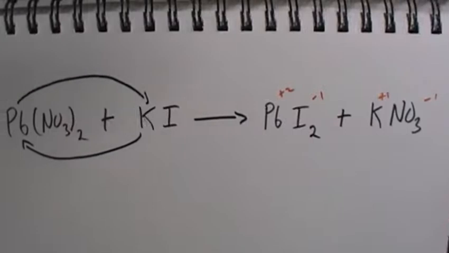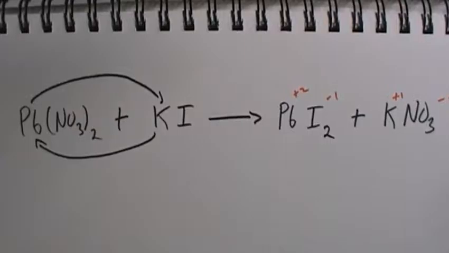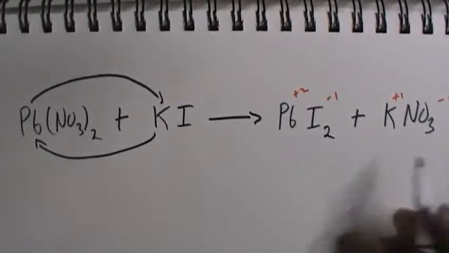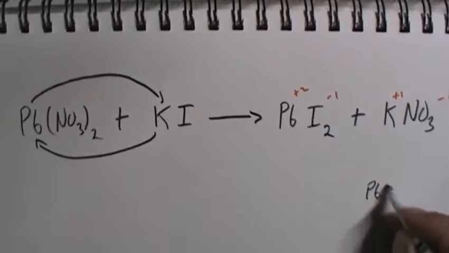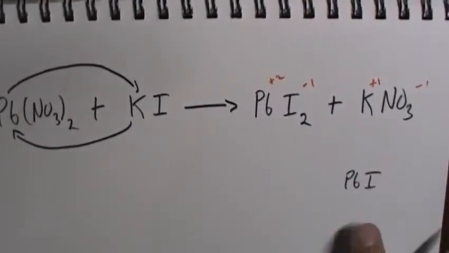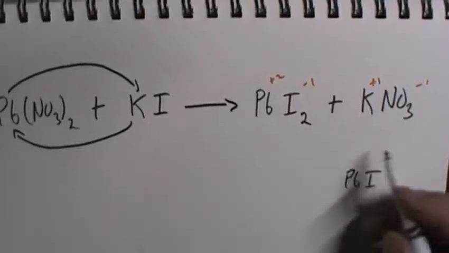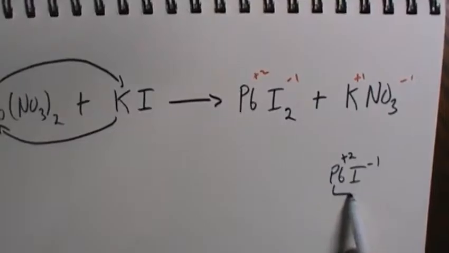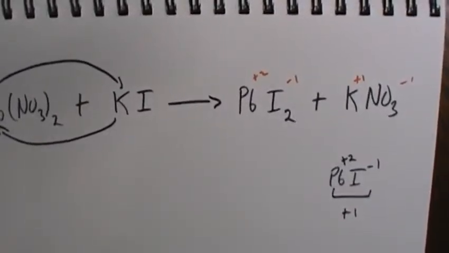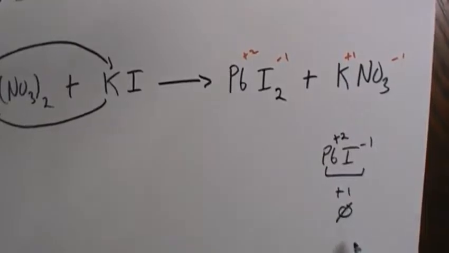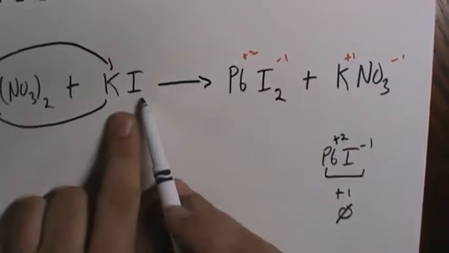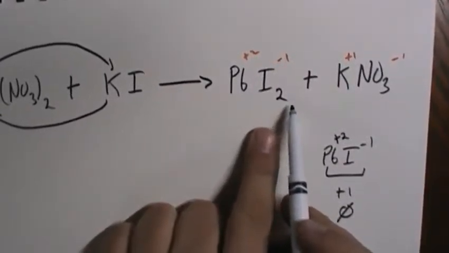And what that means is we're going to have to add coefficients in front of it. Now, we're adding coefficients because if we change the subscript, for example, if I made PbI instead of PbI2, that's not a compound because lead was a +2 when it went in, and iodine is a -1. This thing would have a charge of +1. Compounds have a charge of 0. Therefore, this is not a compound.